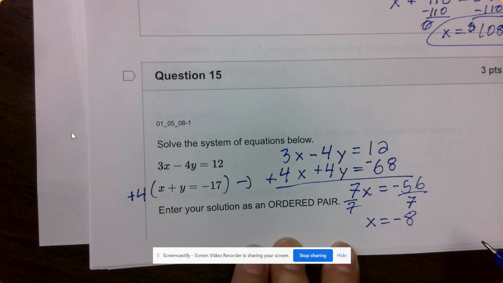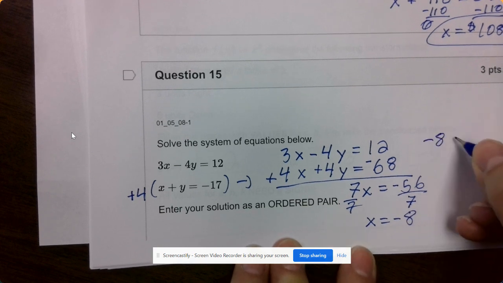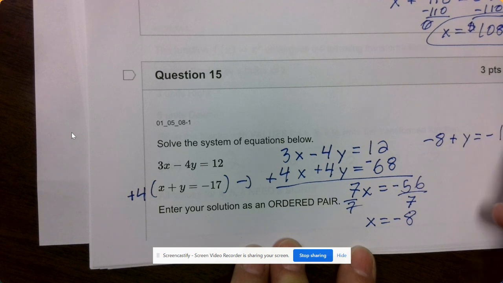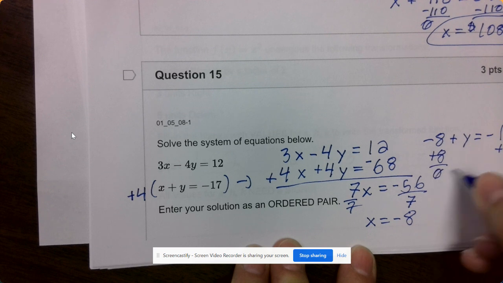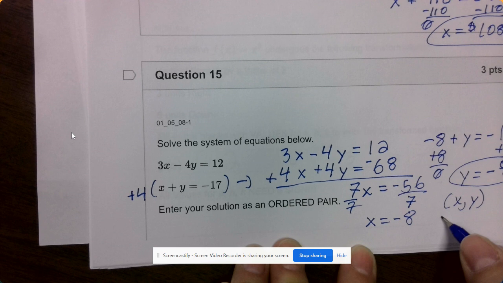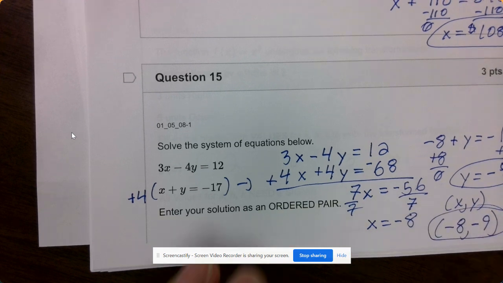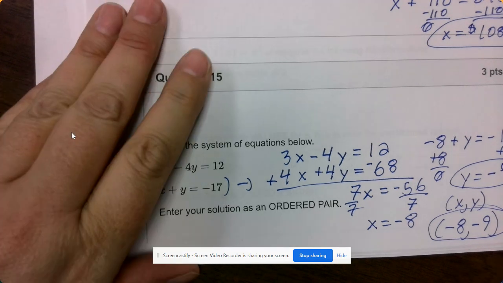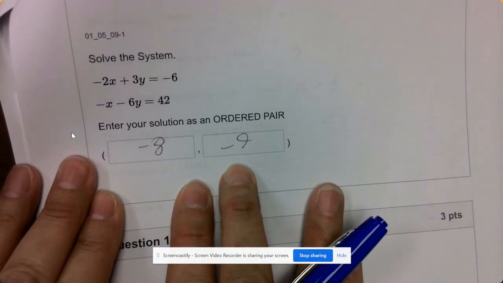And then we're going to substitute it back in. Negative 8 plus y is equal to 17. Add 8 to each side. So we get y is equal to negative 9. Okay, an ordered pair, x before y. So we're going to have negative 8, negative 9. Negative 8, negative 9 is what we got.